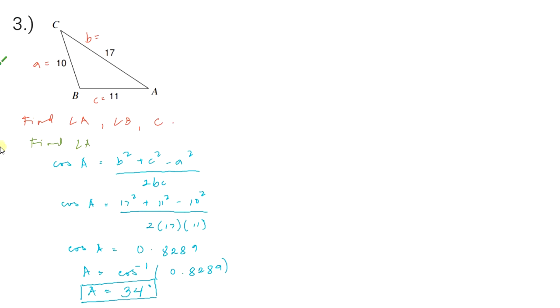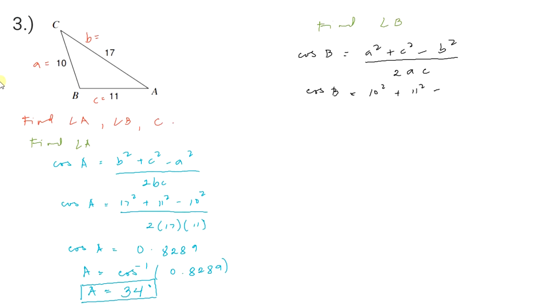Next, let's find our angle B. The formula for angle B is: cosine of angle B is equal to A squared plus C squared minus B squared, all over 2 times side A times side C. Let's substitute again. Cosine of angle B is equal to, our A is 10, so 10 squared plus our C is 11, so 11 squared minus our B is 17, so 17 squared, all over 2 times 10 times 11.